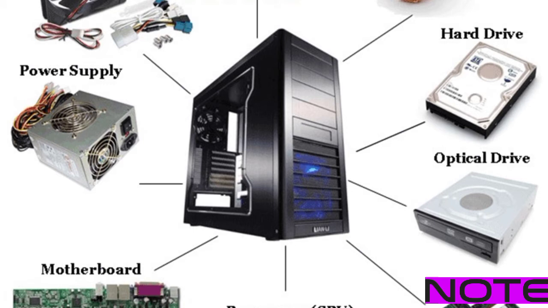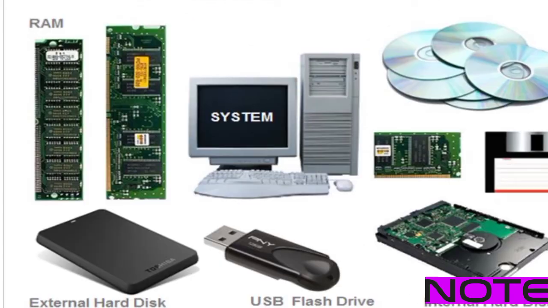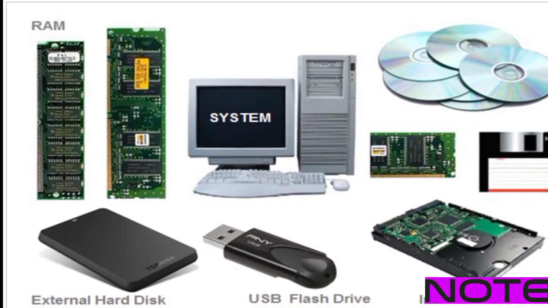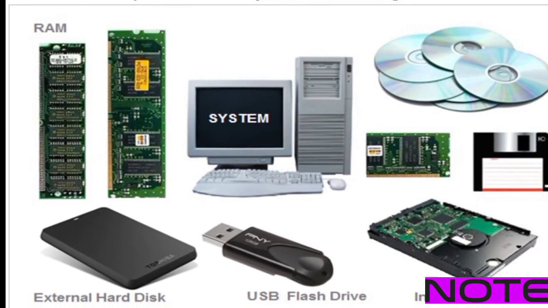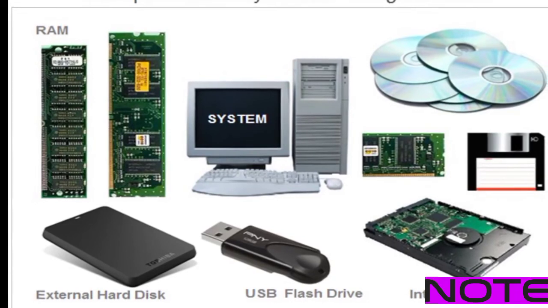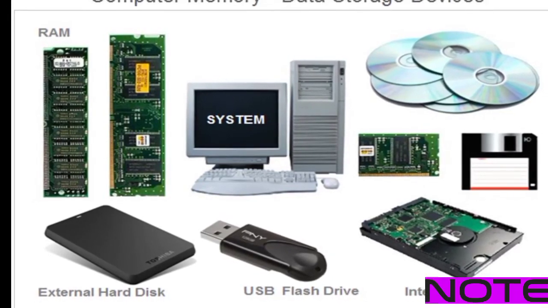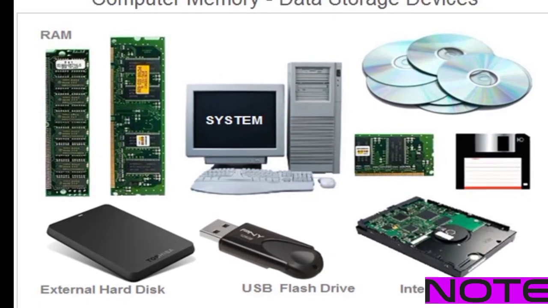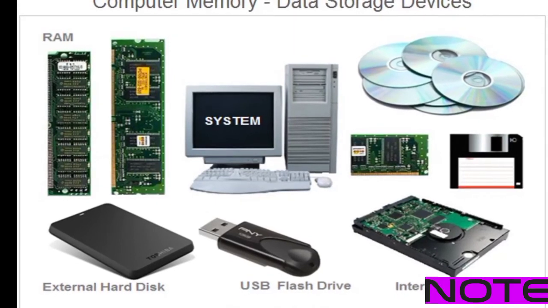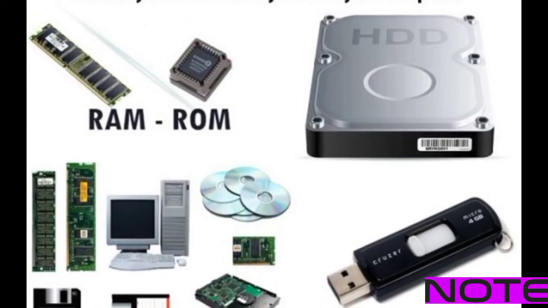Secondary memory or auxiliary storage. Since a computer's main memory stores data temporarily and has less storage space, secondary memory is required for bulk storage of programs, data, and other information. It has more capacity than main memory. Secondary memory is non-volatile. However, secondary memory is slower but much cheaper than main memory.